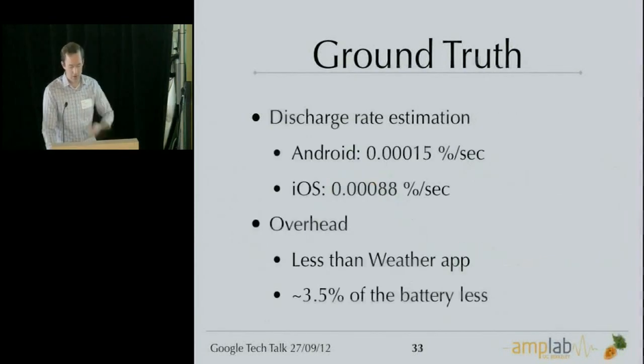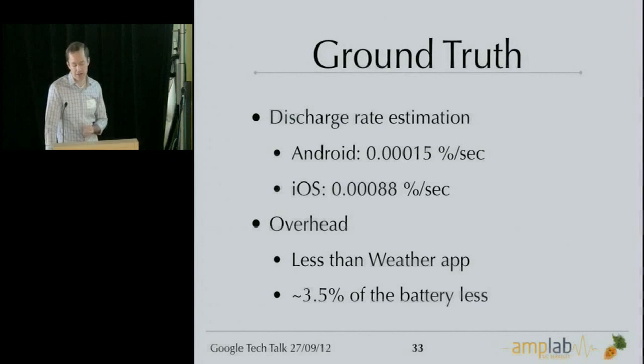Just to give a little bit of quantities to these, during the experiment we did with the Galaxy Tab, Carat only underestimated the battery drain by 0.00015% per second. On iOS, it was a little bit worse. These were fairly good, given that they only had less than a dozen samples compared to the thousands and thousands that the power monitors were measuring.